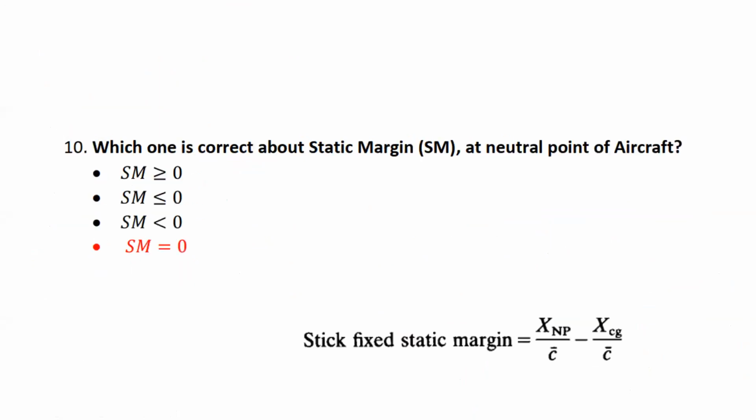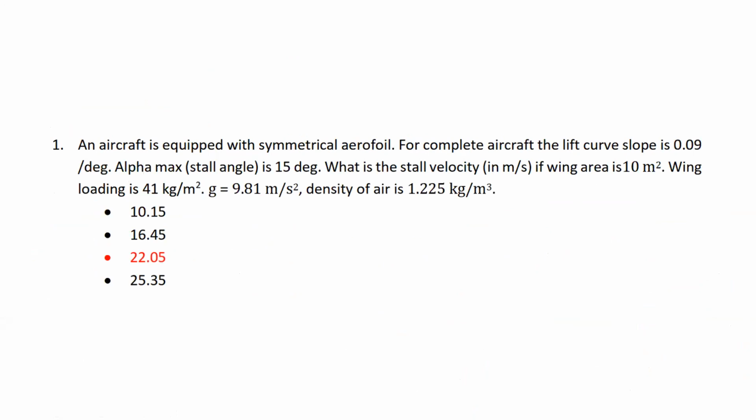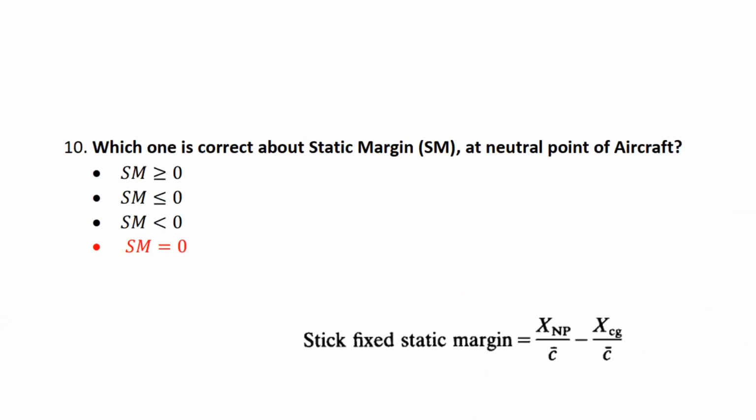I'll just skip it. Which one is correct about static margin at neutral point of aircraft? Then what is neutral point? Anyone wants to give the definition of neutral point of aircraft? Sir, a point at which the aerodynamic center meets the center of gravity exactly, without any margin. The difference between aerodynamic center and the center of gravity becomes zero. So that could be the neutral point.